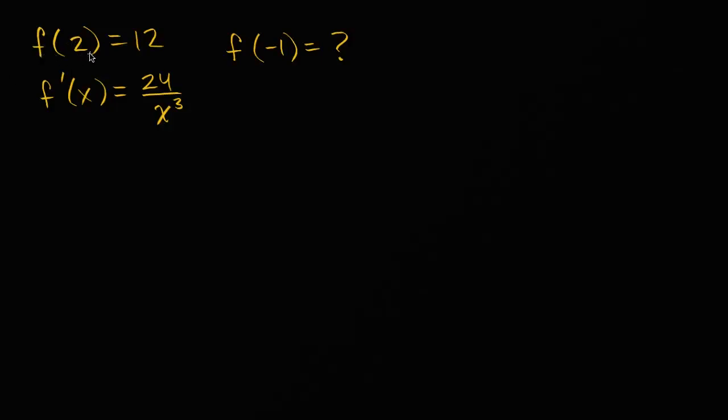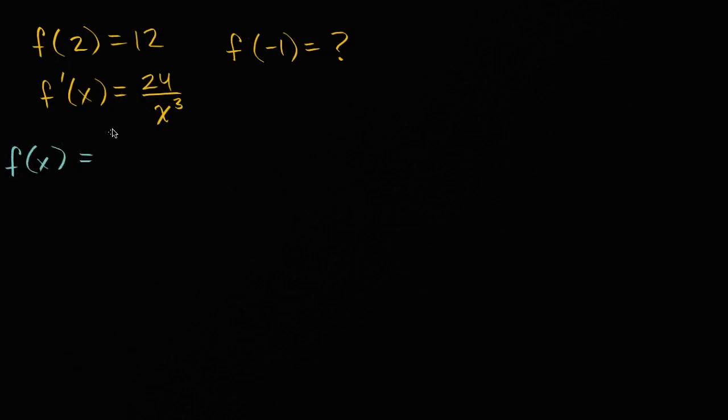So we're told that f of 2 is equal to 12, f prime of x is equal to 24 over x to the third, and what we want to figure out is what is f of negative 1, right? So they give us the derivative in terms of x. So maybe we could take the antiderivative of the derivative to find our original function. So let's do that.